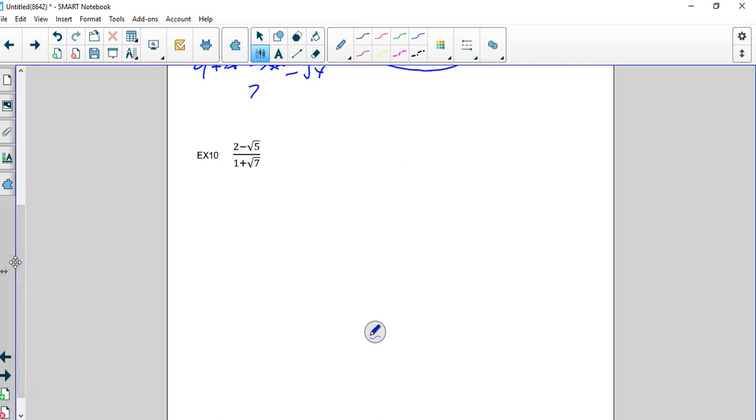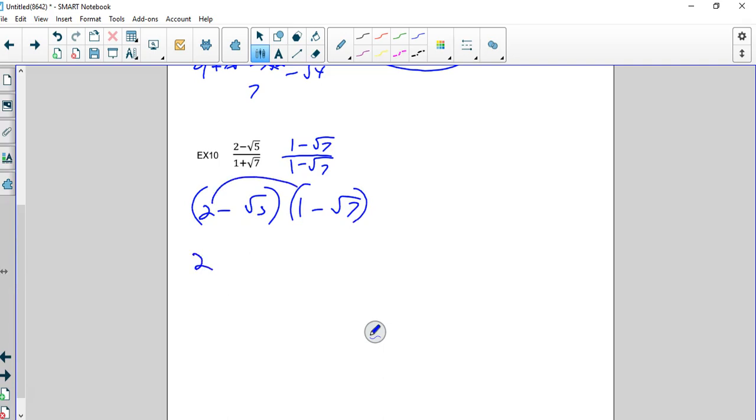Okay, so here I'm going to do 1 minus radical 7 over 1 minus radical 7. I want to come down here and do all the work with the foiling. So 2 minus radical 5 times 1 minus radical 7. So first times first, 2. Outer, negative 2 radical 7. Inner, negative 1 radical 5, or just negative radical 5. And last, negative times negative is positive, radical 35.